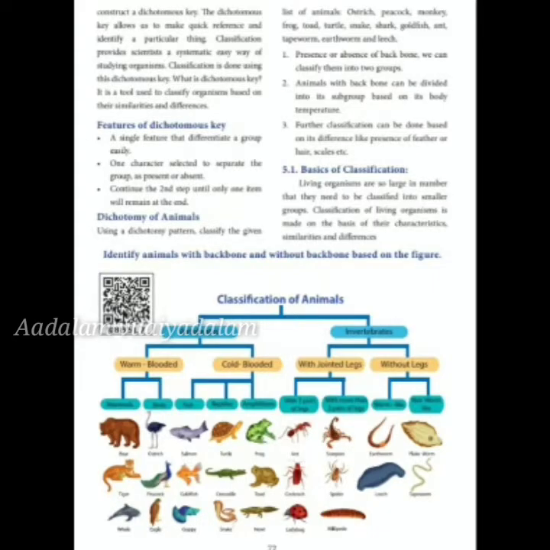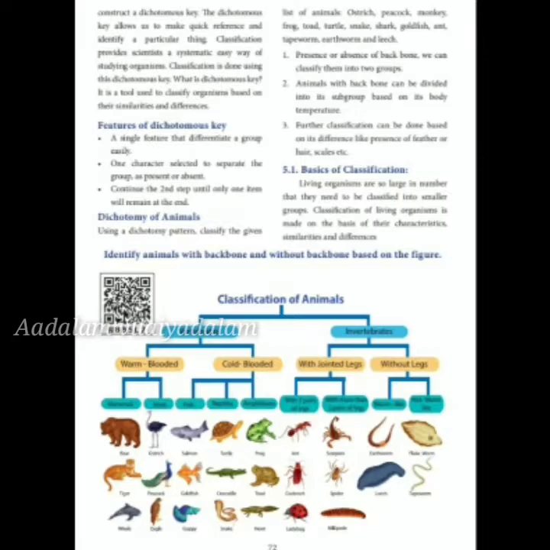Basics of classification. Living organisms are so large in number that they need to be classified into smaller groups for people to understand them more clearly. This classification of living organisms is done on the basis of their characteristics, similarities, and the differences between them.